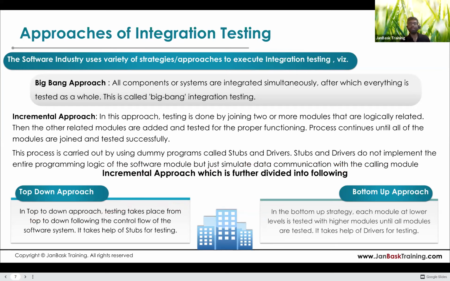So this is something that you need to remember: we don't test the driver or stub. They are just used to test some other modules, as a simulator. There are two types of approaches in the incremental approach. The first one is the top down approach, the second one is the bottom up approach.